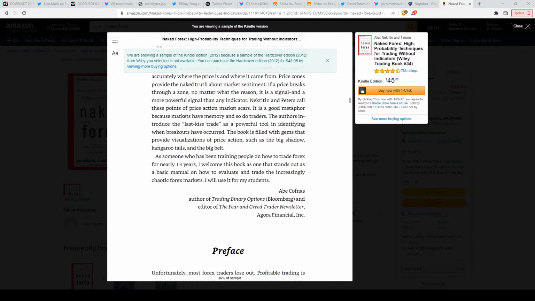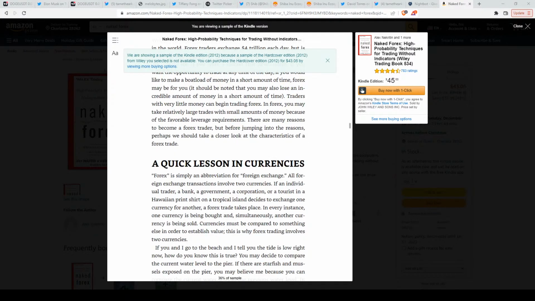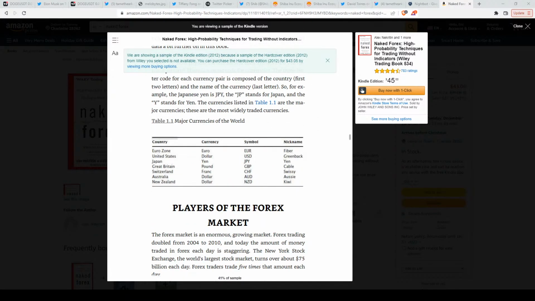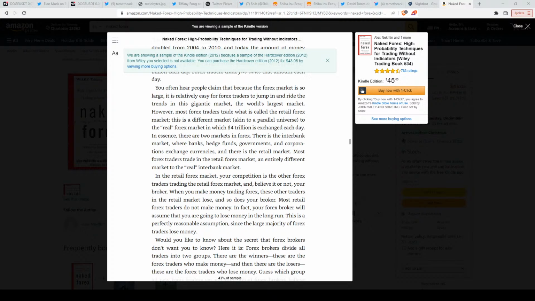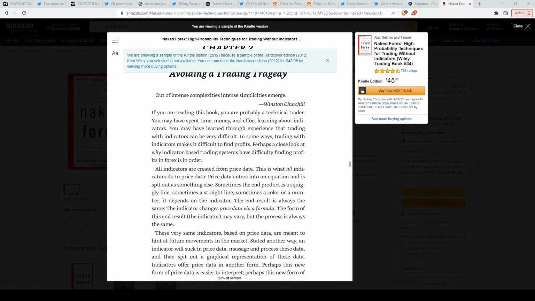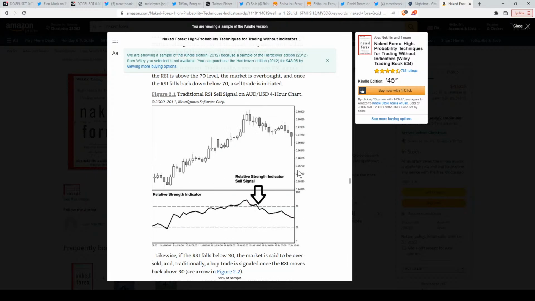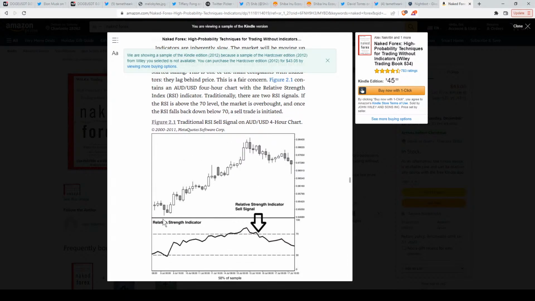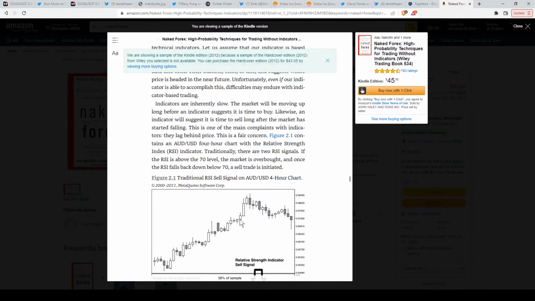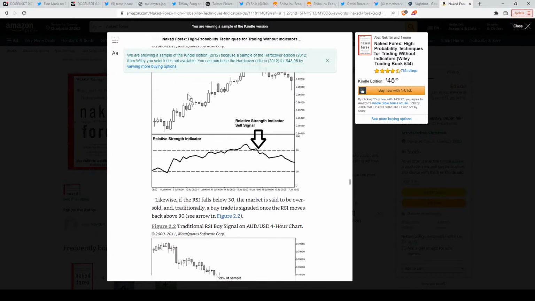You can even like start reading some of this stuff for free on Amazon. It talks about currencies. Just read about this. And then you can start seeing about chart patterns and stuff as well. One of the first indicators it talks about in this book is the relative strength index. And then it goes a little bit deeper about how to use relative strength index.